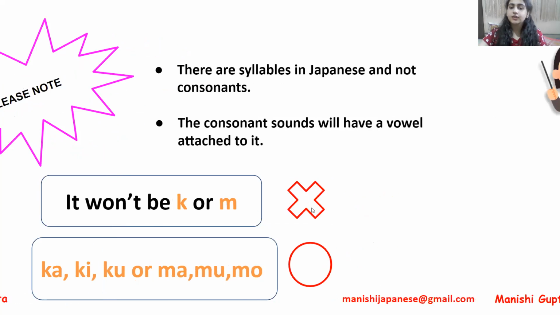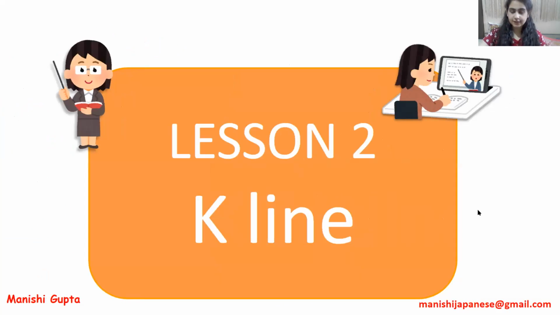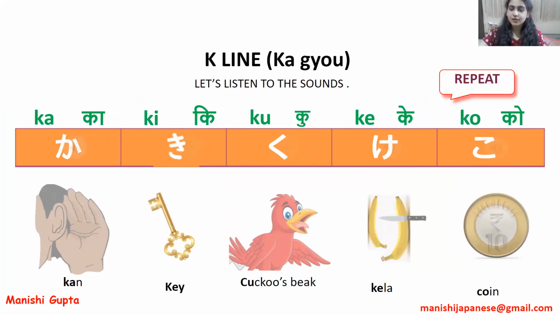So let's start now with lesson 2, the K line. I hope you know the drill. I'll play the audio. You have to repeat after every audio so that you're able to memorize these characters. I'll play each audio twice. Please repeat so that it becomes easier for you to memorize.